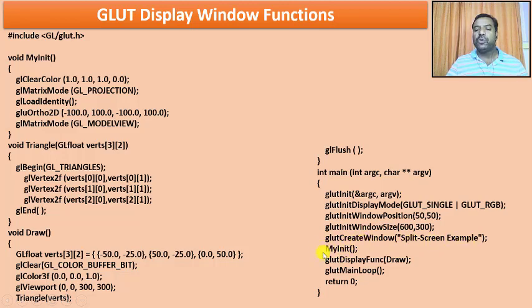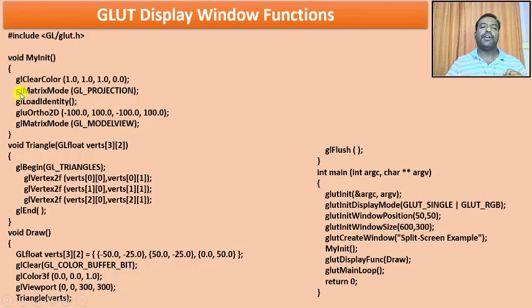And I have a user defined function here, my init. The my init function has a few more APIs. I am using the API glClearColor, which sets the color of my display. Right now I have set all RGB to 1, hence my background is going to be white. And the last value is 0 or 1. Right now it doesn't matter because I have not activated any transparency operation here.